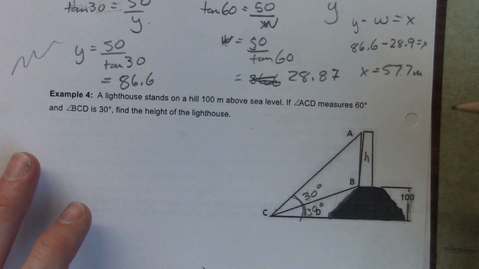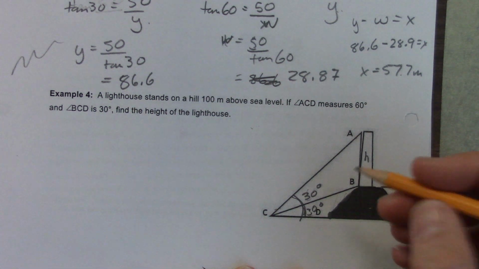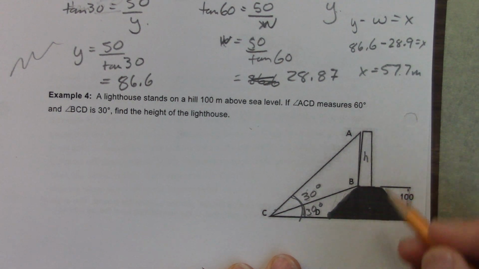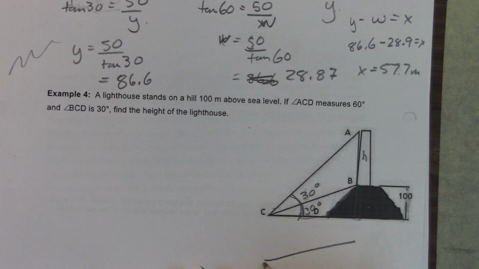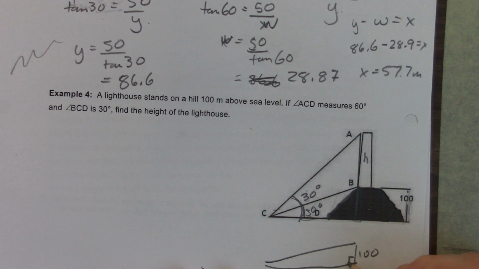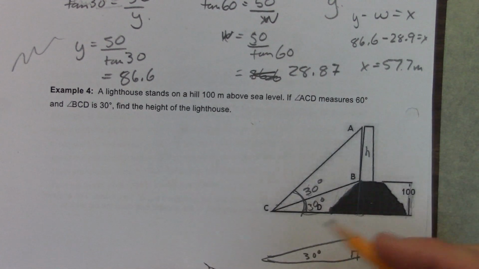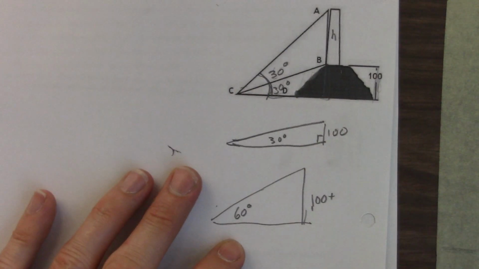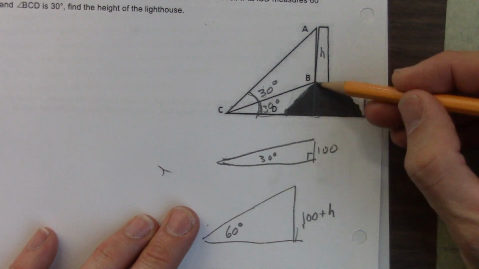Okay? Where are our 90-degree triangles? We have to figure them out here. This is 100. Here's a right angle triangle. So we got 100, to the bottom of the lighthouse from the sea is 100. We know this is a right angle. This is 30 degrees. And then our other right triangle is going to go like this, where we have this big one, 60 degrees. And then we have 100. This is 100 plus H. Does that make sense? 100 plus H.